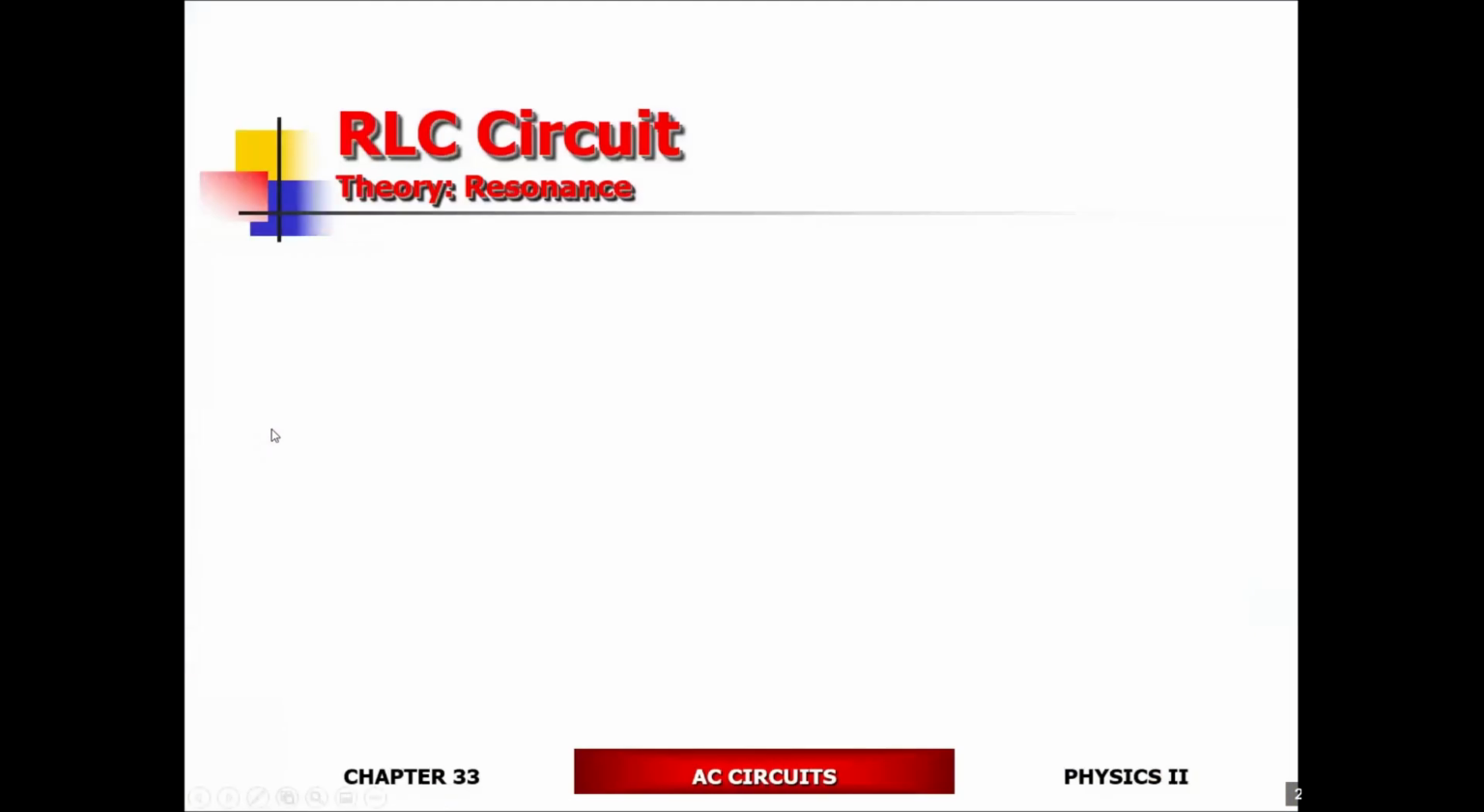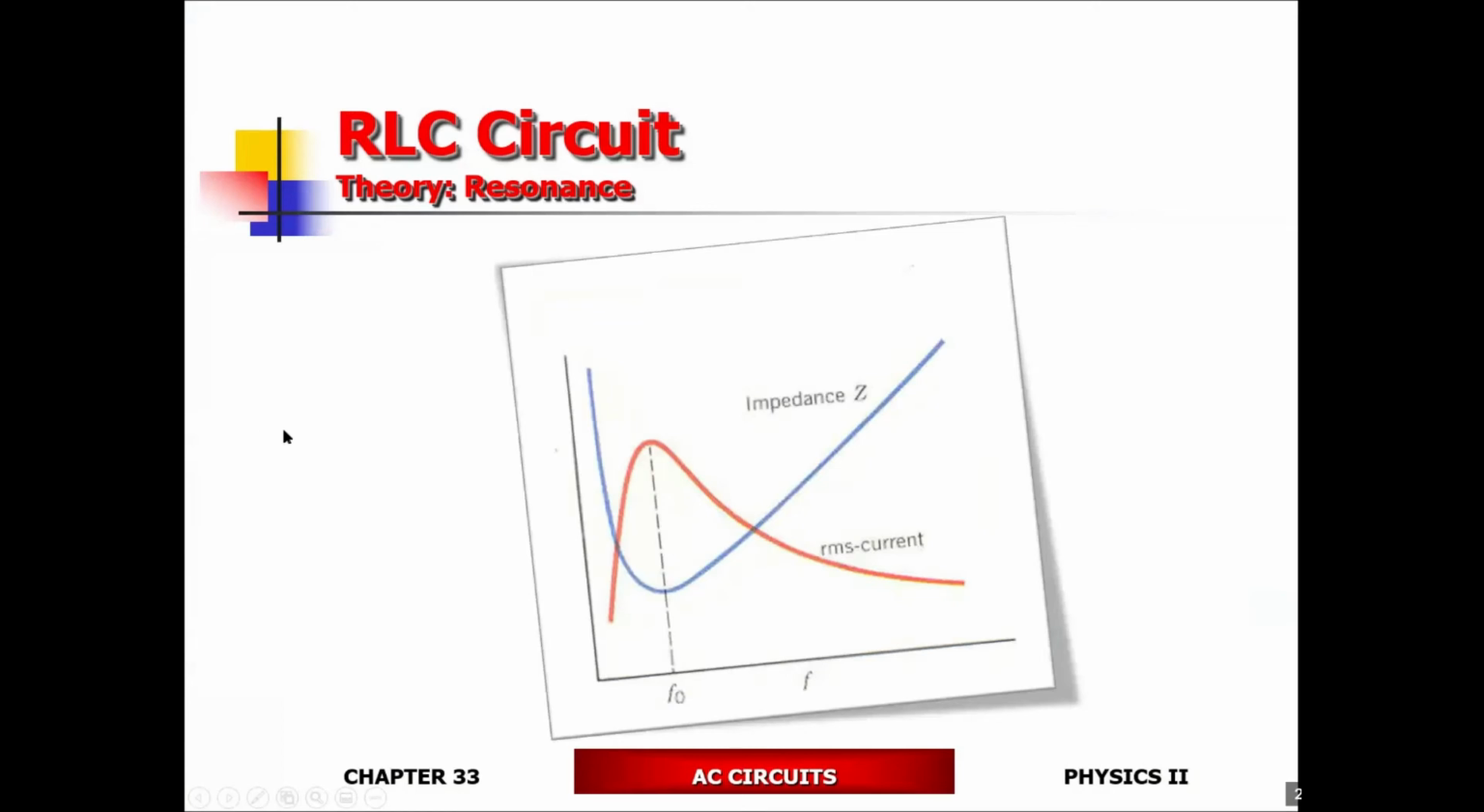So resonance is going to happen. At resonance, what happens is the current is maximized. Resonance happens when the impedance reaches its lowest value, and that happens at its resonant frequency, which is denoted in terms of f₀.